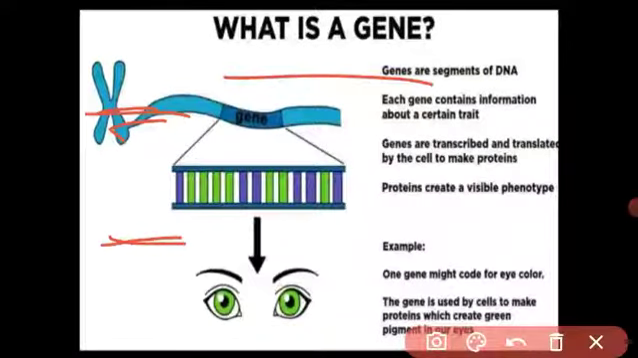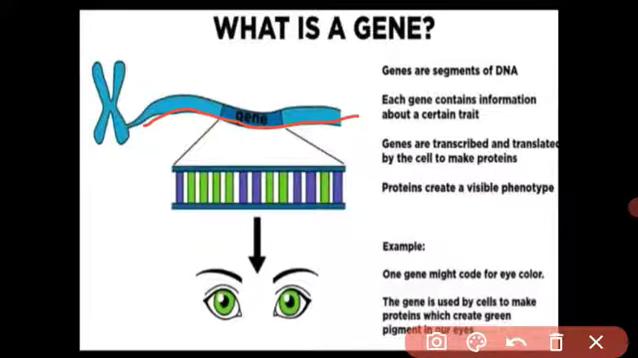This is the chromosome. This is the DNA. What is a gene? The particular part of the DNA is called a gene. A gene is a segment of DNA, and this segment encodes a particular protein which is expressed in the form of some particular feature in our body.